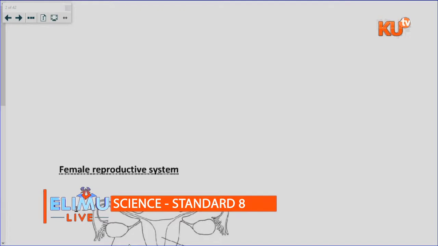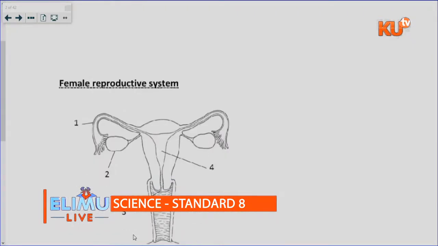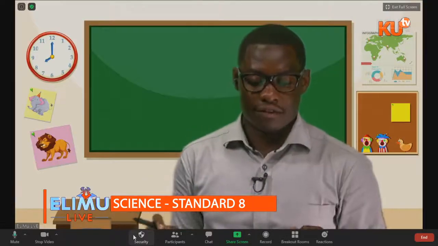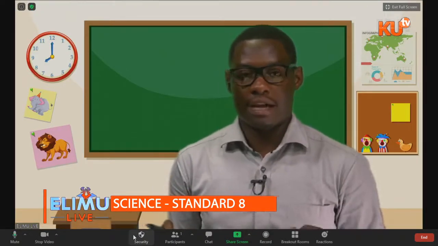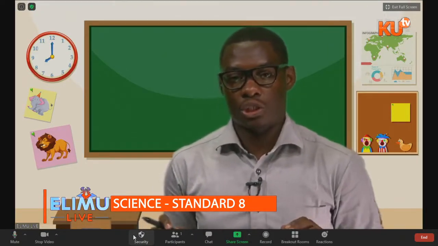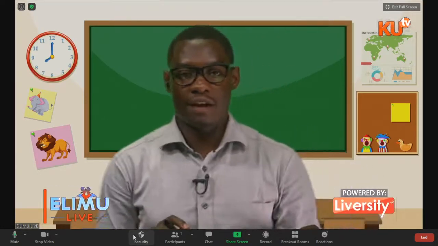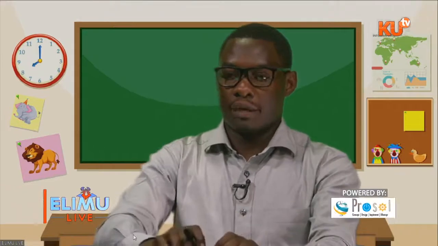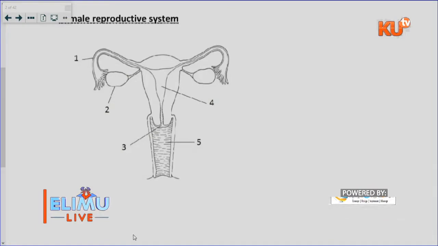So we have the oviduct, we have the ovary, we have the cervix, we have the uterus, also called the womb, and we have the vagina, also called the birth canal, and finally we have the vulva. So I want us to look at these diagrams.